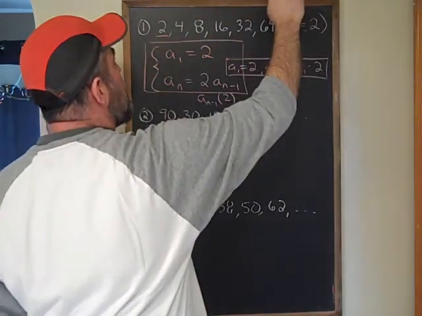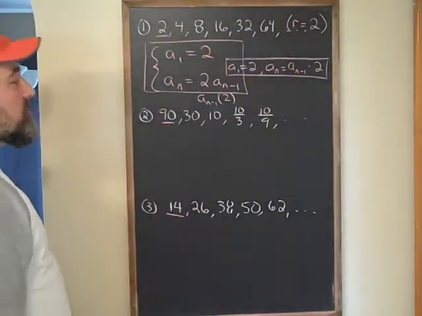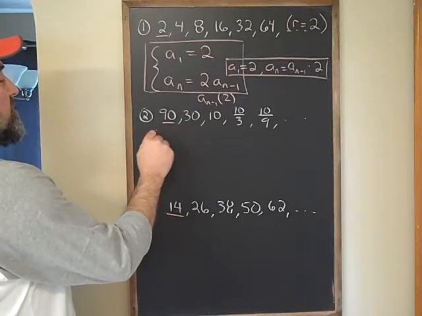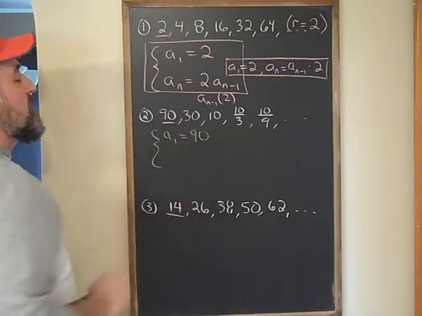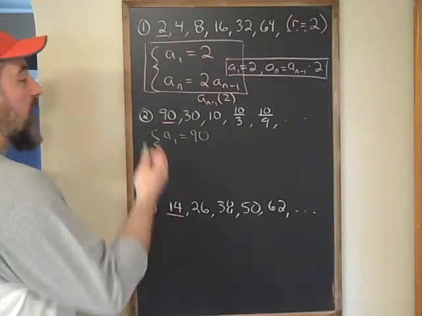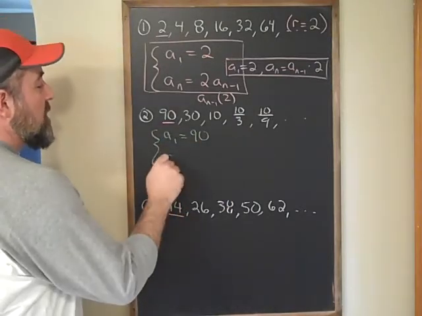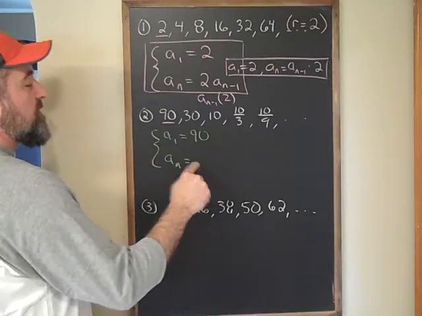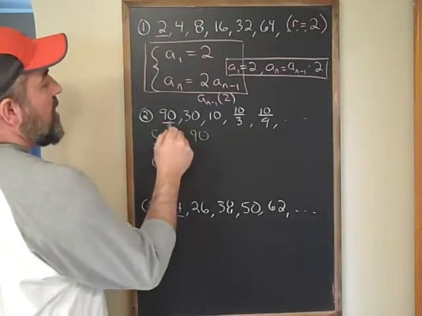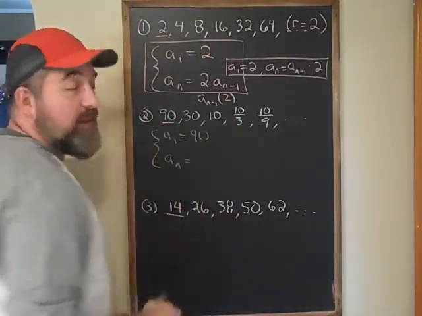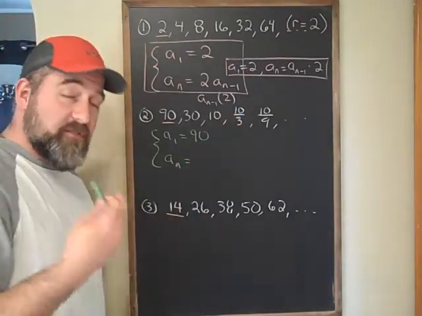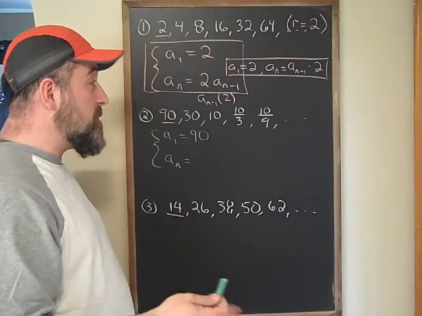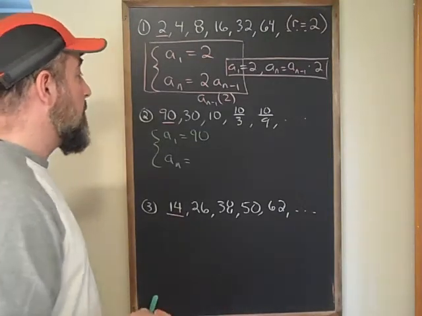So let's move to the second example. We already know our first term. We can say a sub 1 is 90. And then we have to figure out, how does this sequence go? How do we take a previous term and make the new term? Well, I'm thinking those fractions should stand out to you to make it quite apparent that it's division we're looking at.